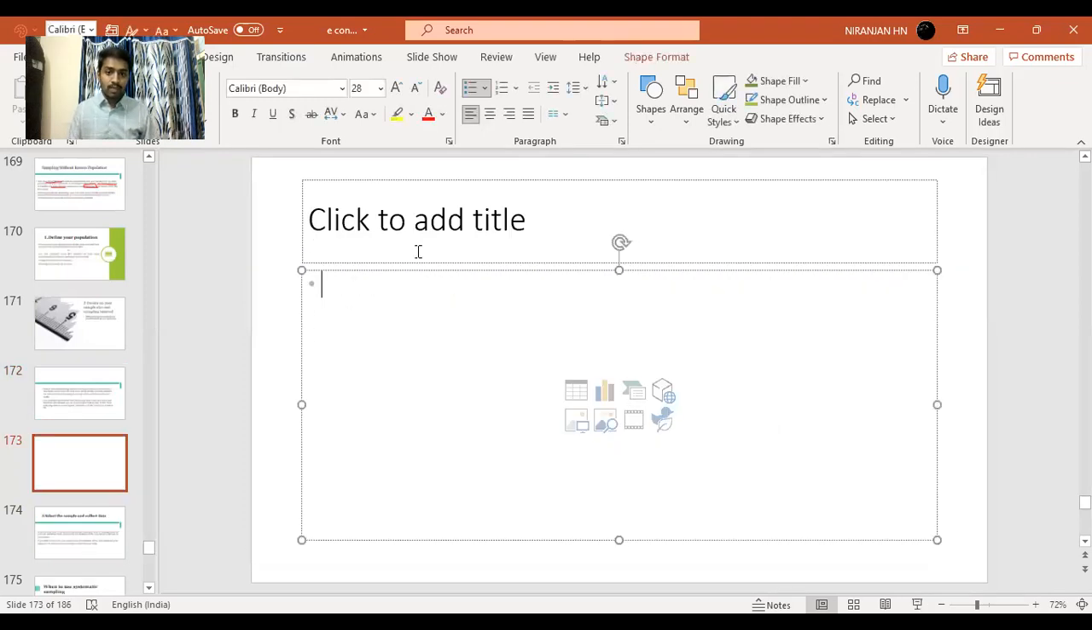So the population size we have here is 7,500. 7,500 equals the population size, and I have chosen 366 as my sample size.